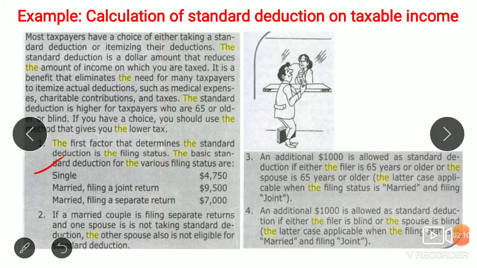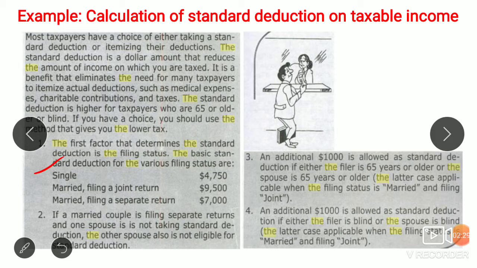The basic standard deduction for the various filing statuses is: if you are single, then the amount is 4070 rupees. If you are married filing a joint return, then it is 9500 rupees. If you are married filing a separate return, it is 7000 rupees.